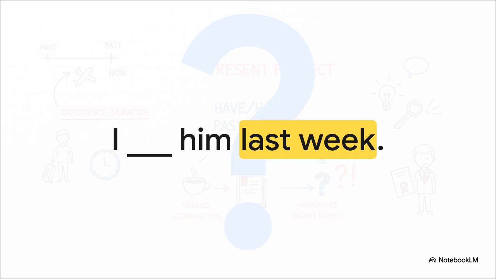Number 5. Be careful with this one. I blank him last week. The answer is B, saw. And why? Because last week is a specific, finished time in the past. That's a huge flashing sign telling you to use the past simple.